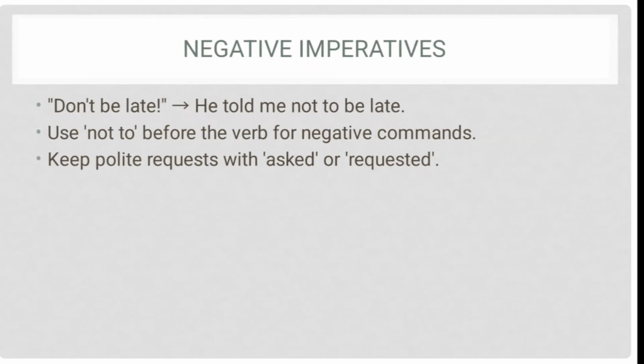Negative imperatives. When a command is negative, we use "not to" before the verb. For example, "Don't be late" becomes he told me not to be late. This helps us clearly express a negative command in indirect speech.